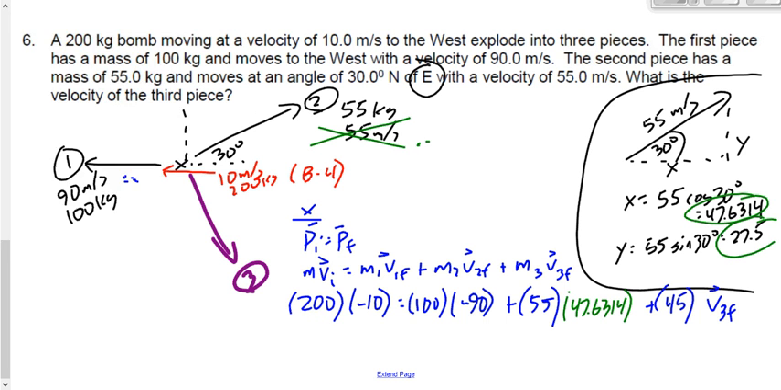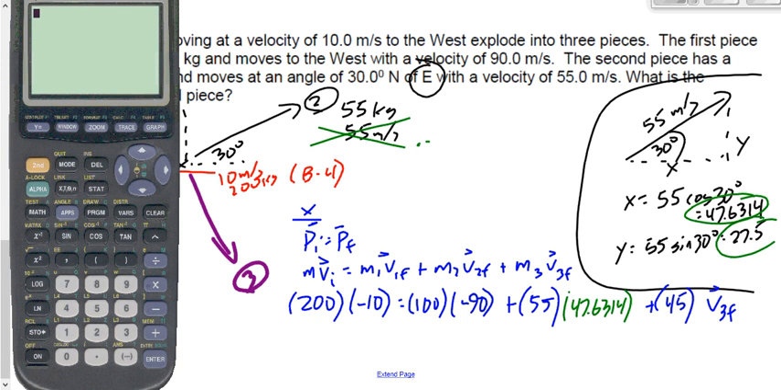Yes? Okay. So let's say 200, left side, 200 times -10 gives me -2000. Now, let's subtract 100 times -90. See what I did there? Okay, it's plus 100 times -90. So I subtracted 100 times -90. The alternative would have been just to add 100 times 90. Let's also subtract, brackets, 55 times 47.6314.